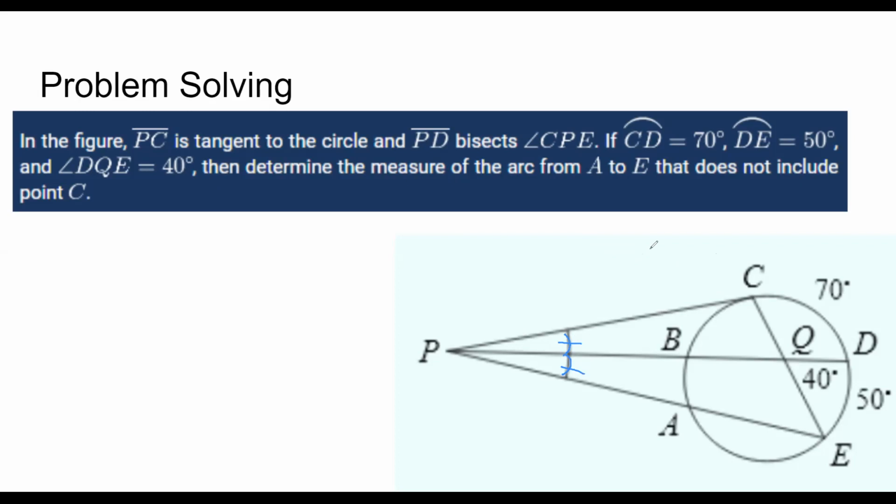Okay, so arc CD is equal to 70 degrees. It's labeled. Arc DE is 50 degrees. It's also labeled. And angle DQE, which is this angle here, is equal to 40 degrees. And they want the measure of arc AE that does not include C. So they just want this arc right here.